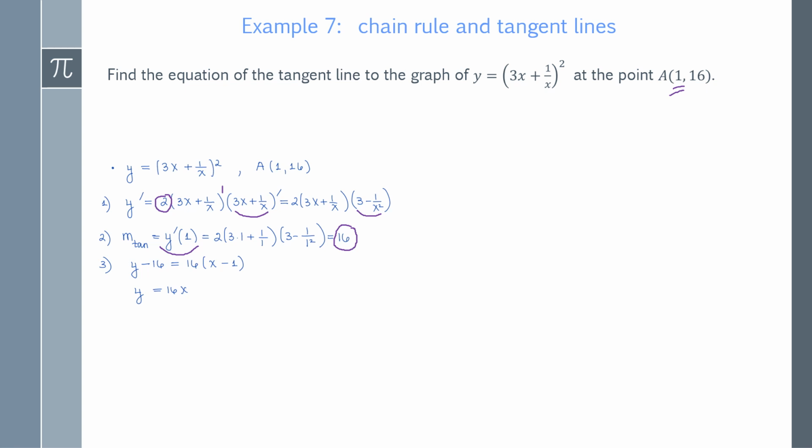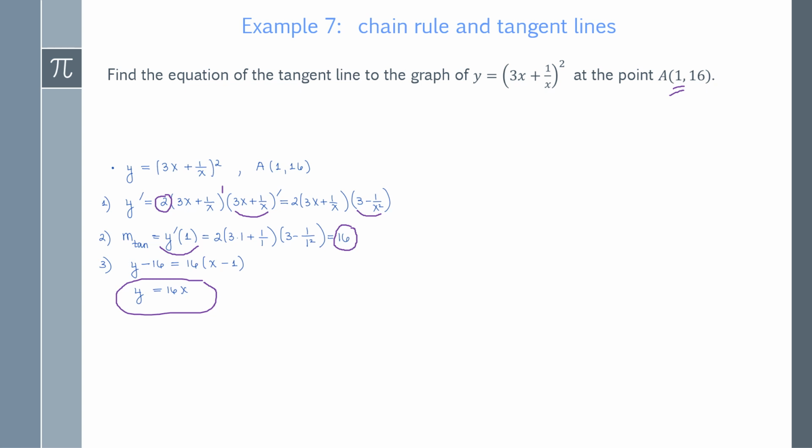Okay, and then the last step is fairly straightforward. We plug that into our equation of a line with the given slope and the given point. So y minus 16 equals 16 times x minus 1. That simplifies to the following equation. y is equal to 16x. So that is the equation of the line that's tangent to this function at the point A.